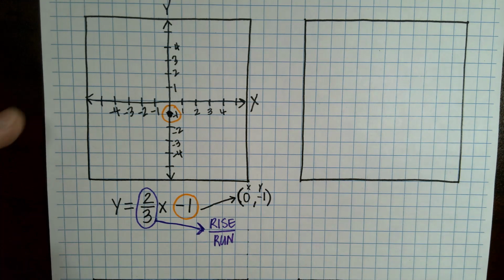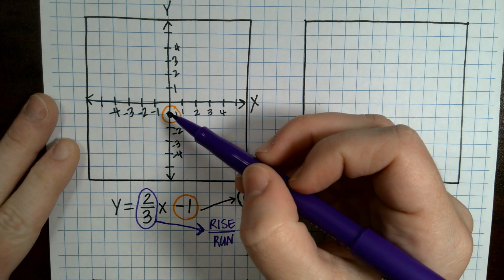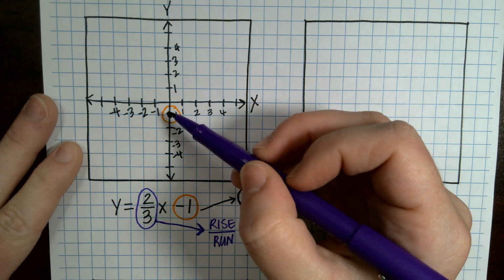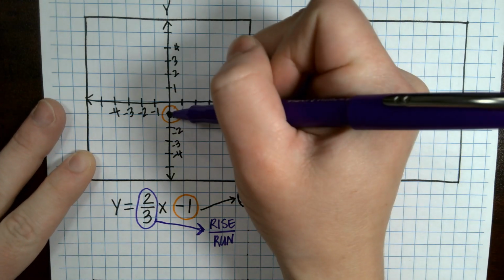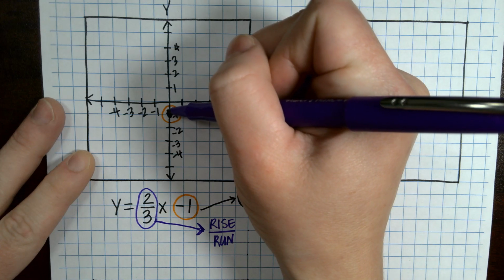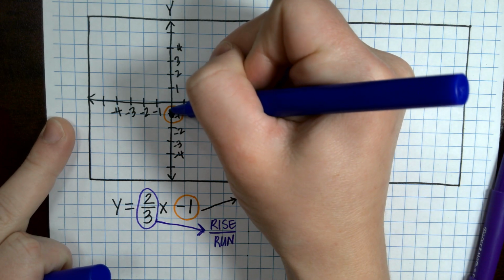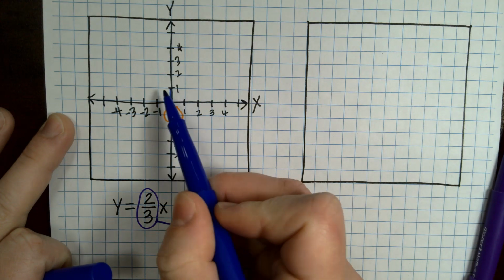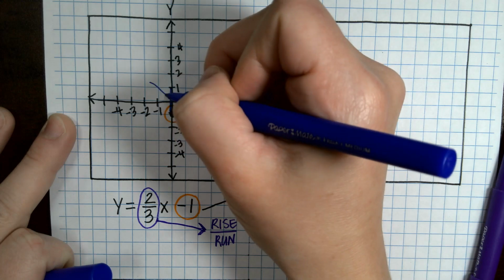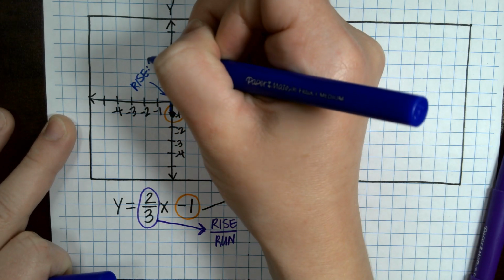So now, Jenny, how far up are we going to go? 2. That's right. Our rise is 2. Yes, we want to start at your y-intercept. Do not start at 0. So from -1, we're going to go up 2. I'm going to use blue for that because my y values. I'm going to go up 1, 2. And that lands us at y = 1 right here. So here's my rise. 2.